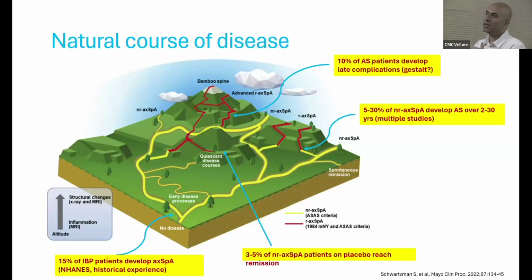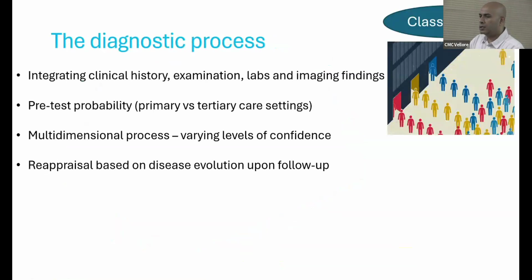So here again, we understand that it's a very slow process, and it all depends on where you intervene at different times. And 10% of AxSpA patients develop late complications. So this whole bunch of bamboo spine or all these things are hardly seen these days, but we know that there is a proportion which go into it. Coming back to this thing of classification and diagnosis, it is very important to understand, because what is diagnosis and what is classification? Classification is for patients who already have a diagnosis.